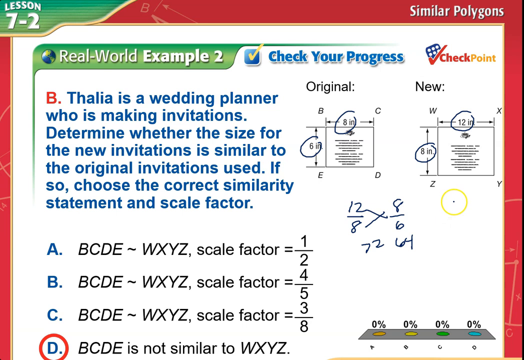Or you could say that 12/8, divide the top and bottom by 4, and you get 3/2. And 8/6, divide the top and bottom by 2, and you get 4/3. So they do not reduce down to the same fractions.